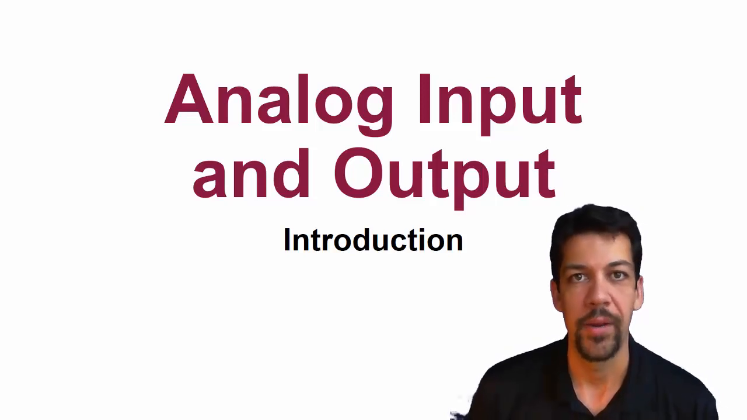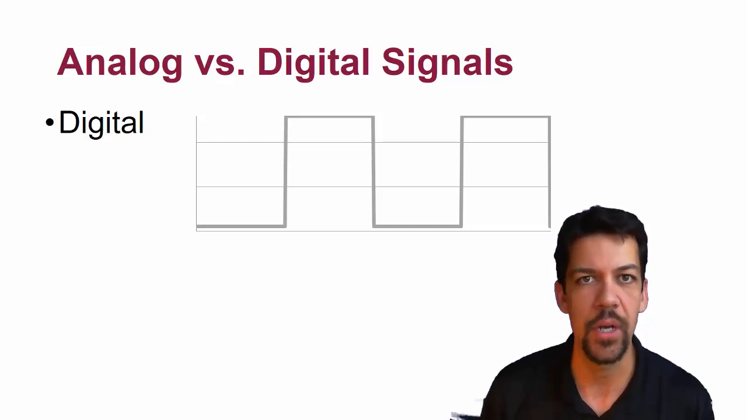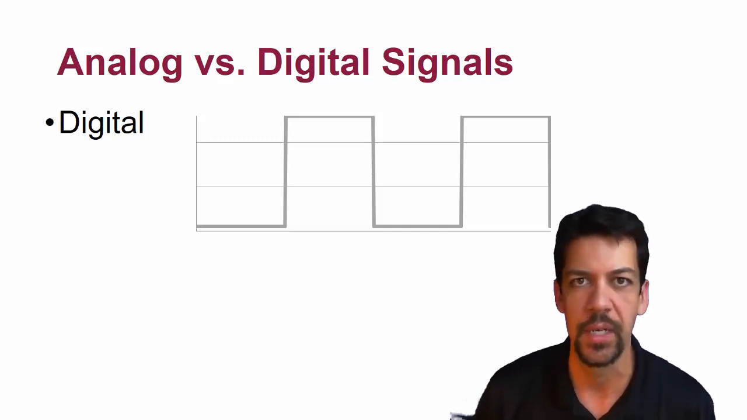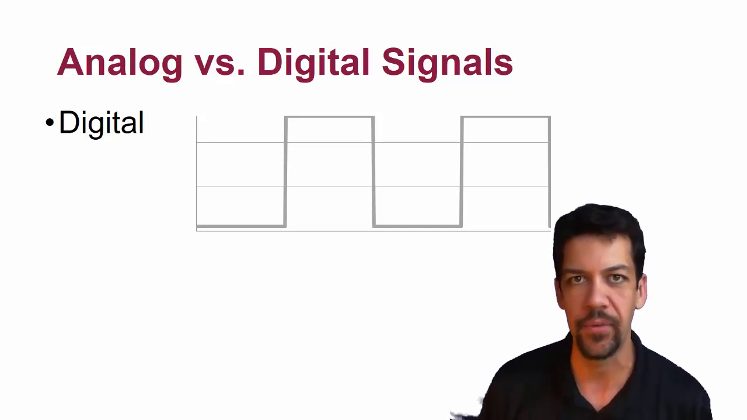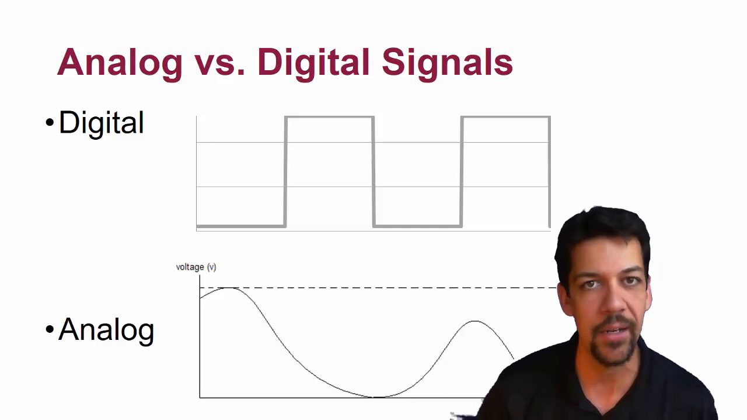In this section, we're going to talk about analog input and output. So first, let's talk about what it means to have an analog signal versus a digital signal. Digital signals, the ones we know of, are either on or off. This is ones and zeros, quantized information. That means that it's either one or the other. It's nothing in between.